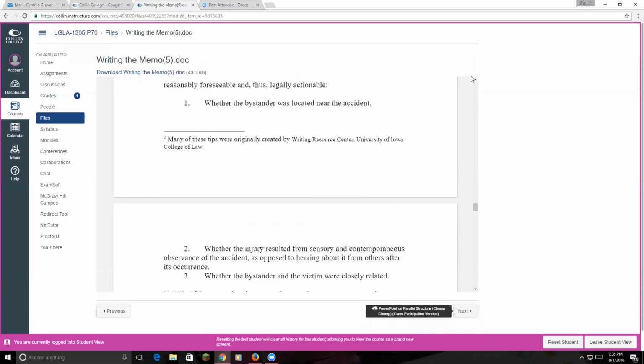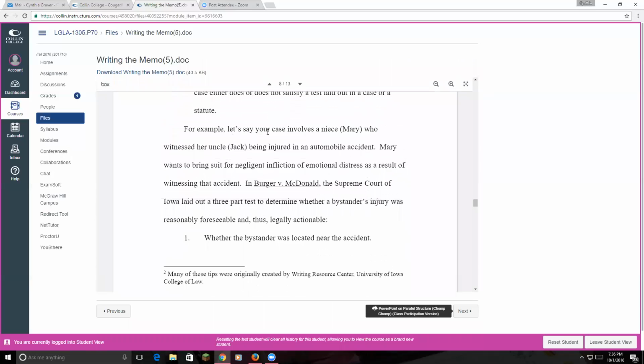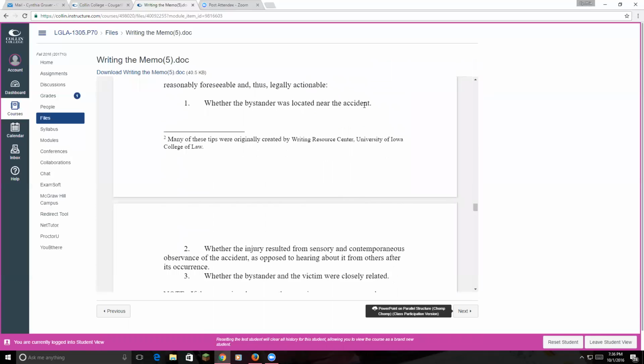And here we have a test. This is going back to the example we had, the niece case. Let's say your case involves a niece, Mary, who witnessed her uncle Jack being injured in a car accident. Well, here's the test that they had in this particular jurisdiction. Whether the bystander was located near the accident, well, we know Mary was a block away.